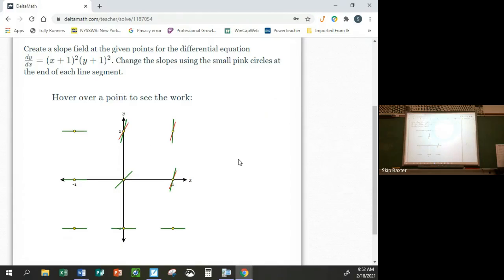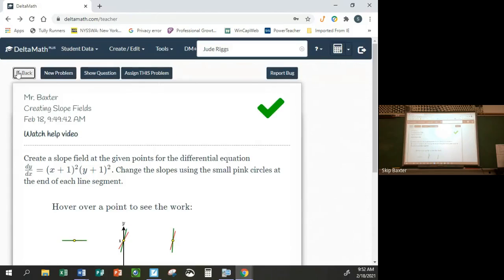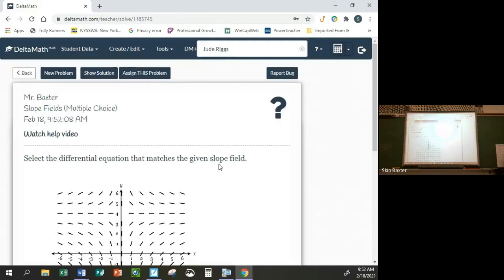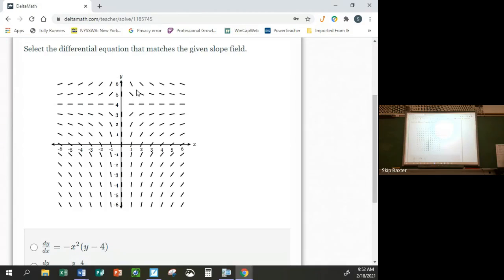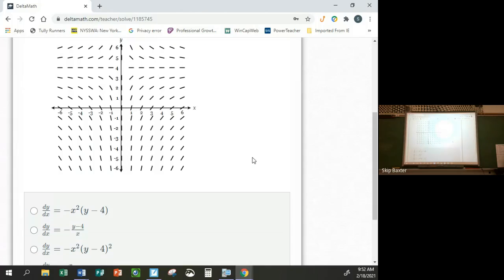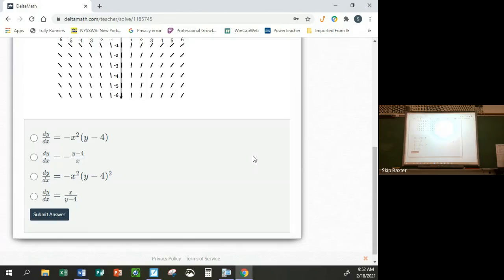Okay, and then the second part of this assignment, like I said, is a matching multiple choice type thing. Here they give you a slope field, and they want you to figure out which differential equation goes with it. So again, it's whenever y is 4. Which one of these is 0 when y is 4? All but the last one. All right, so that's not too helpful. It doesn't really narrow it down. These are all 0 when y equals 4.